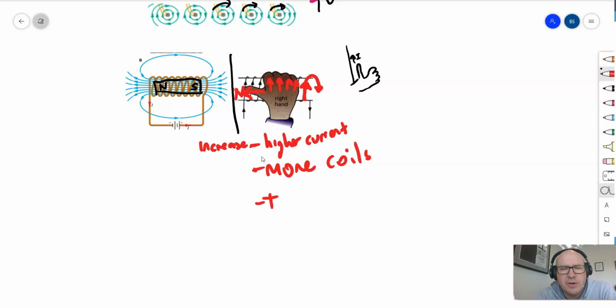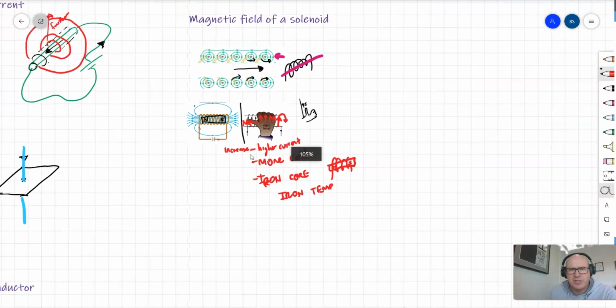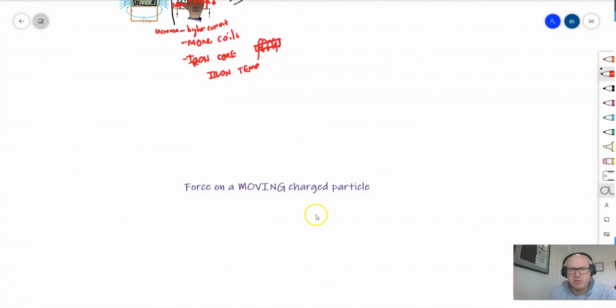You can also put in, remember, an iron core, which will turn into a magnet in its own right. And basically you then have a magnet inside a solenoid. So you have a magnet and the solenoid, and that will then make it stronger. And remember, we use iron because it's temporary. If you use steel, it will stay magnetized and wouldn't be able to turn off if it was an electromagnet. Now remember, changing the current direction will change the field direction.